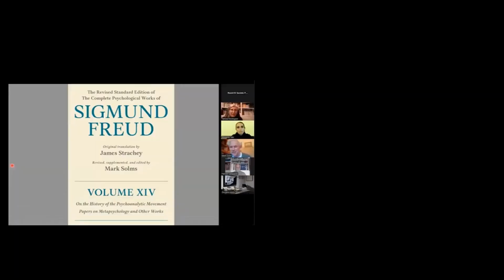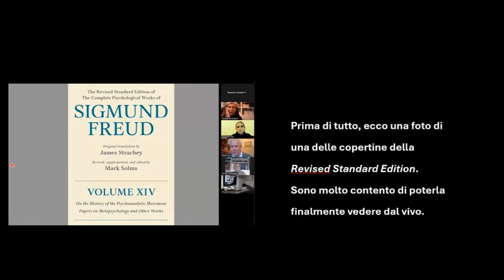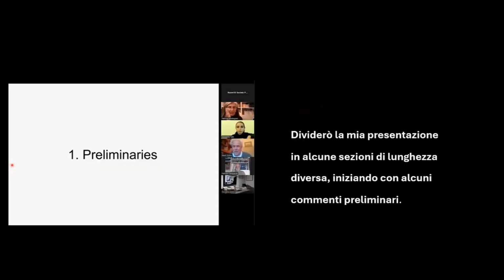First of all, here is a picture of one of the covers of the Revised Standard Edition. I'm very pleased to be able to finally see it in the physical flesh. I'm going to divide my presentation into a few sections of unequal length, starting with some preliminary comments.